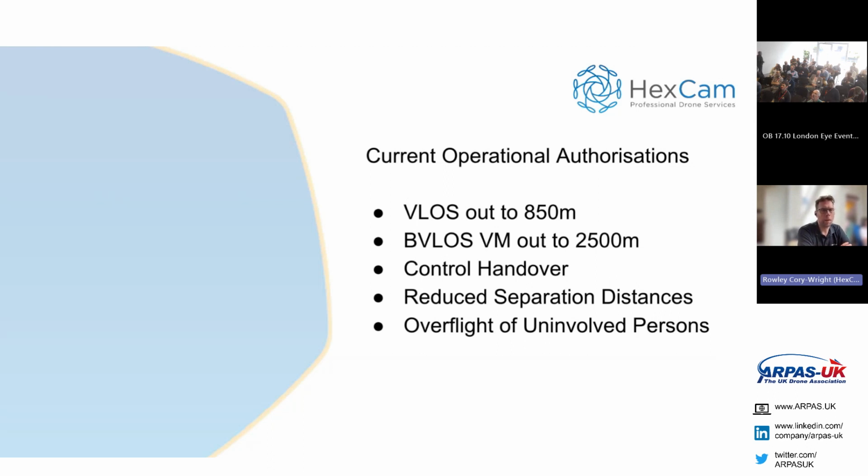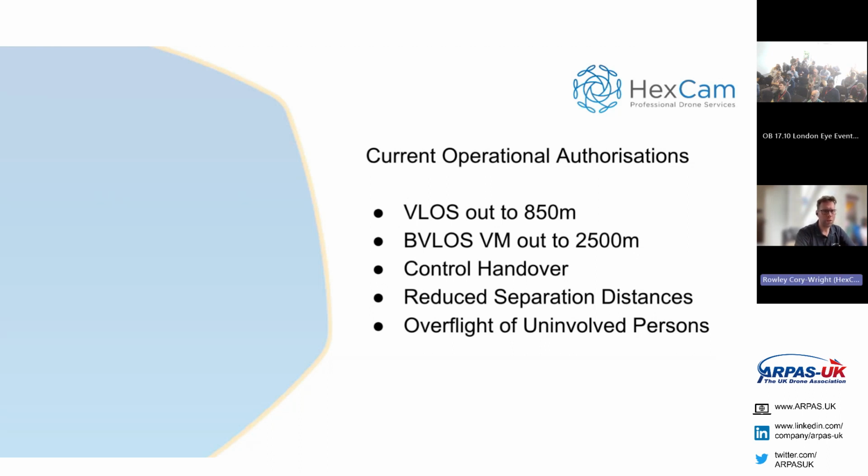The second one, which I'll be talking about mostly throughout this presentation, is our BVLOS VM, or what used to be called EVLOS operations, and that's up to 2.5 kilometers from a remote pilot. Thirdly is a control handover. This allows us to work with two separate pilots, remote pilot 1 and remote pilot 2, who are geographically separated, and we're able to hand over control of the drone from one pilot to the other.